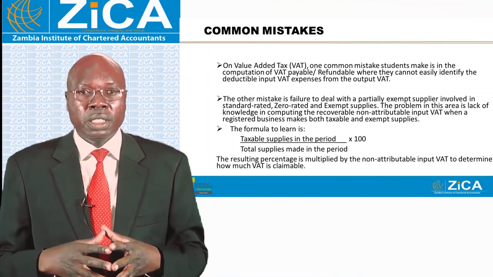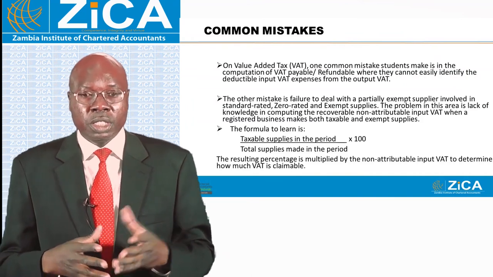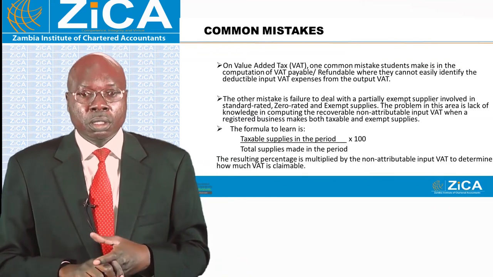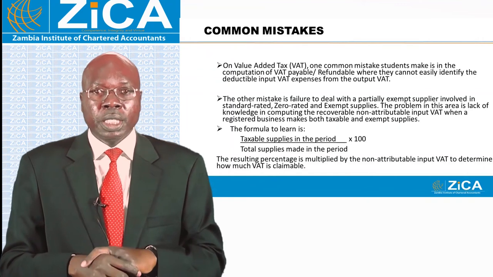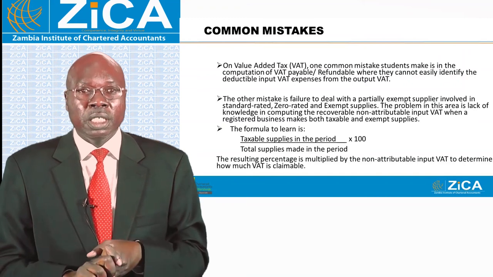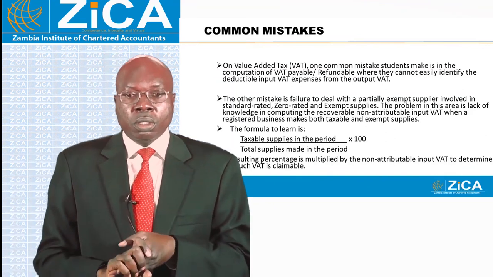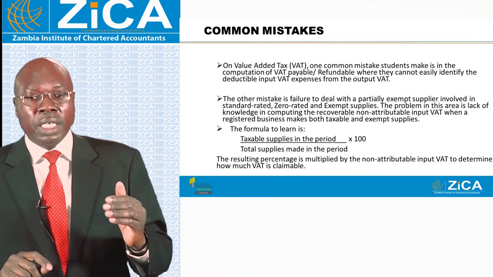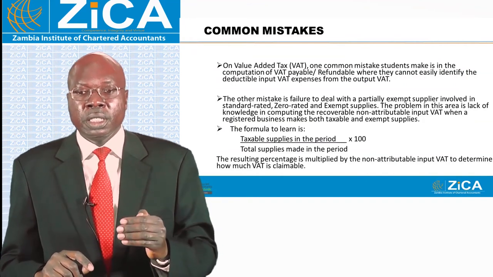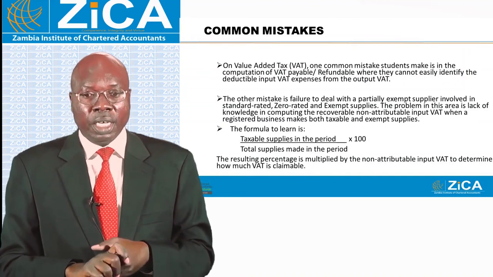So earlier on I mentioned that what is payable to ZRA is when output tax is more than the input tax. But students sometimes have challenges identifying those input expenses where they should compute the input tax, which needs to be deducted from output tax, especially where the trader is involved in exempt and zero-rated supplies.